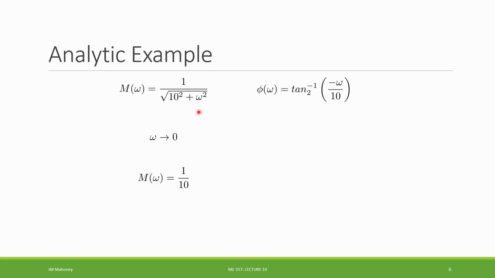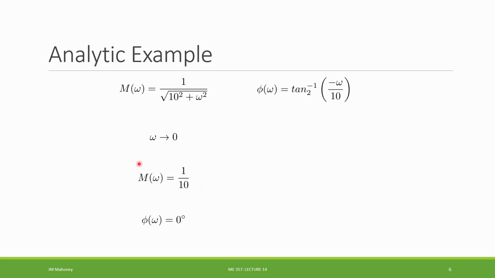And what happens to our phase? If we see here, we have the arctangent. If we put 0 up at top, we're going to be taking the arctangent of 0, which is going to be 0 degrees. Remember, the arctangent more or less undoes the tangent. So if we take the tangent of 0, we get 0. So for low frequency inputs, our phase is going to be 0. Again, I'll define the phase a little bit better later, and our magnitude is going to go to 1 over 10.